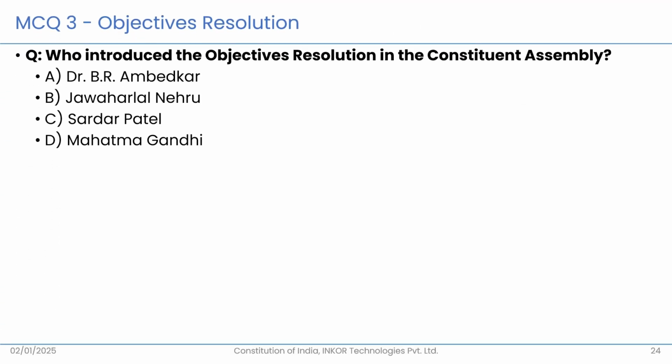Let's move to the next question. Who introduced the Objectives Resolution in the Constituent Assembly? Your options are: A. Dr. B.R. Ambedkar, B. Jawaharlal Nehru, C. Sardar Patel, D. Mahatma Gandhi. Think carefully before choosing an answer.